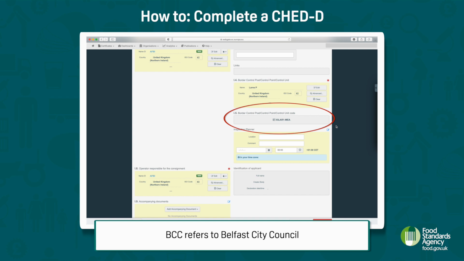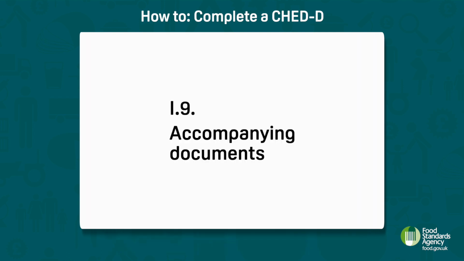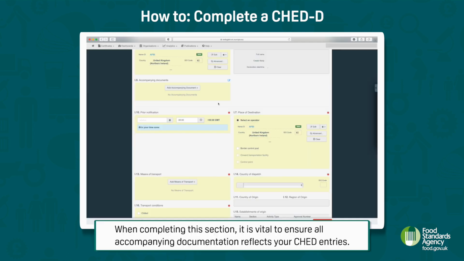BCC refers to Belfast City Council, and NMD refers to Newry, Mourne and Down. I-9. Accompanying documents. When completing this section, it is vital to ensure all accompanying documentation reflects your CHED entries.